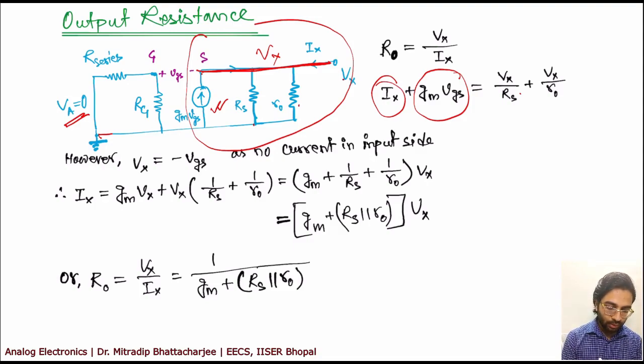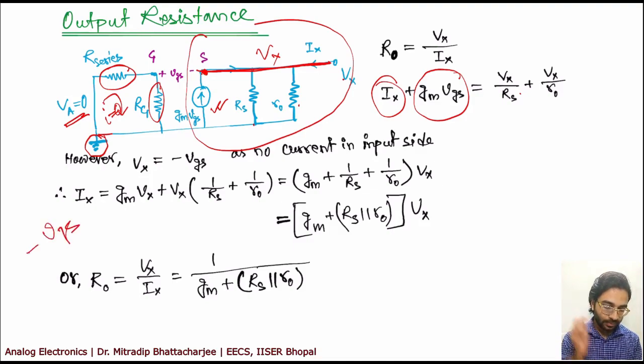Now if you look at the Vx, which is also reflecting here, and as this part is grounded and there is no current, I equal to 0, so there is no drop across these resistances. So whatever will be reflected here will be minus VGS. So your Vx will be minus VGS. I am repeating, there is no current in the loop, so there is no drop across these resistors.